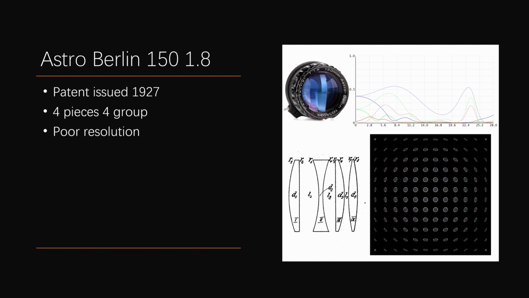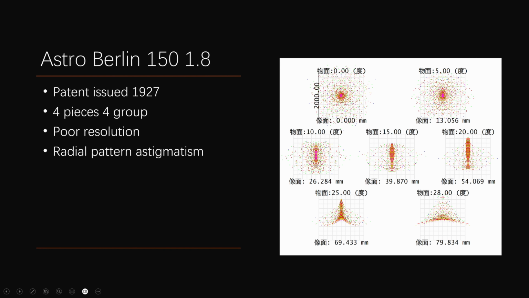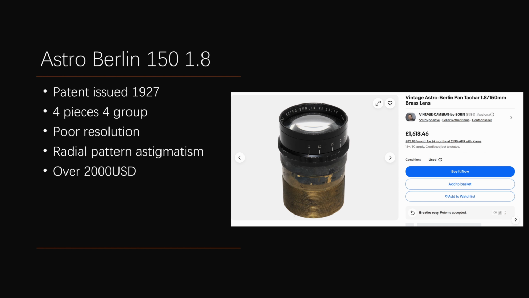Basically, it's an improved quick lens, but in 4 pieces. The image quality is not very good. It has a lot of astigmatism, so you can see that the spot will turn into a bar shape. This will give you some radial scattering looking on the frame. And for such a lens, still kind of expensive, around $2,000 on eBay.